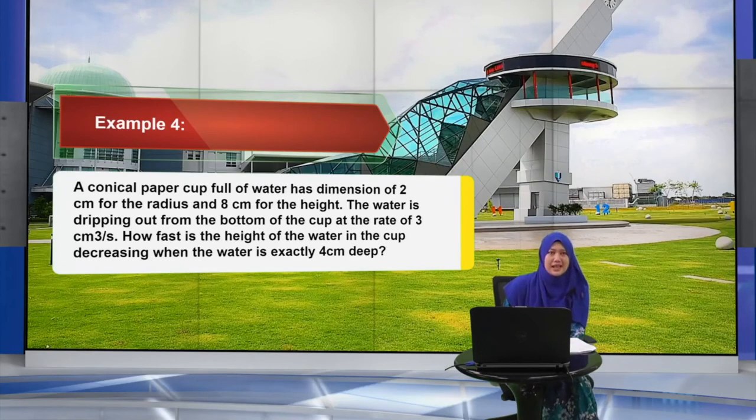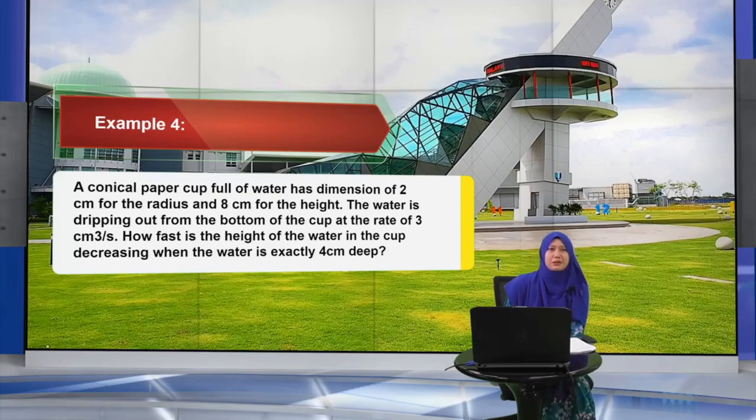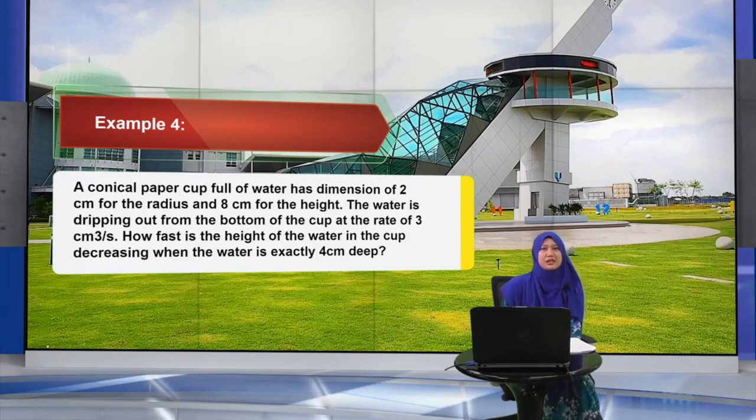For example 4, a conical paper cup full of water has dimensions of 2 centimeter for the radius and 8 centimeter for the height. The water is dripping out from the bottom of the cup at the rate of 3 centimeter cubed per second. How fast is the height of the water in the cup decreasing when the water is exactly 4 centimeter deep?